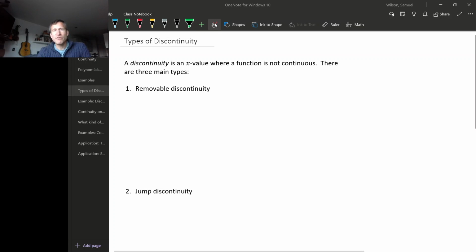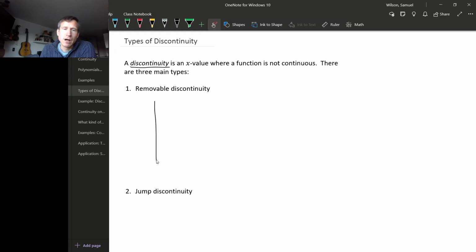So if a function is not continuous at a particular x value, we say that that x value is a discontinuity. So a discontinuity is just a place where a function is not continuous. And there are three main types of discontinuity. So one is a removable discontinuity. And a removable discontinuity is something that looks like this.